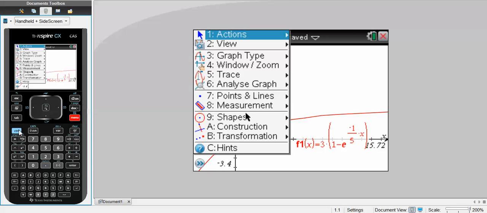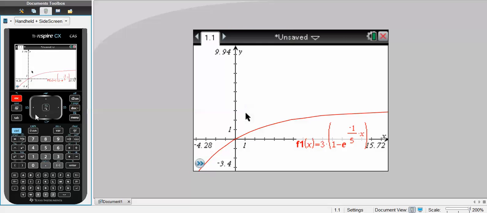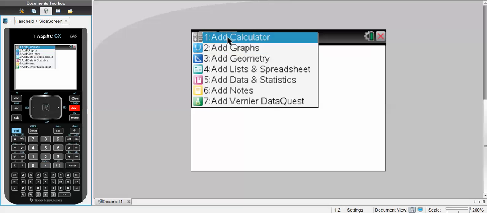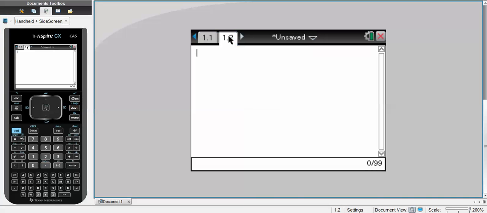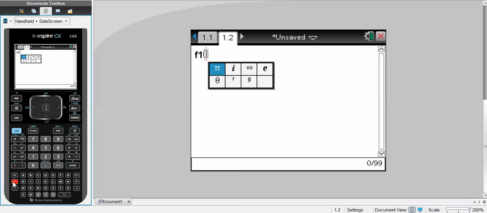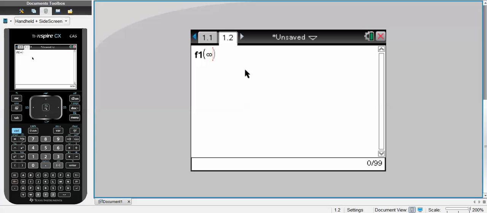Let's get a new page up, and add a calculator page. We're going to have a look at what happens to this function as x gets very big. So I want f1, which I've already defined, and I want to see what happens when it goes towards infinity. Down here on the calculator there's the pi button, but also a handy infinity button. So what happens to f1 as x goes towards infinity? It's either going to give me undefined or infinite, or it's going to tend to a limit.